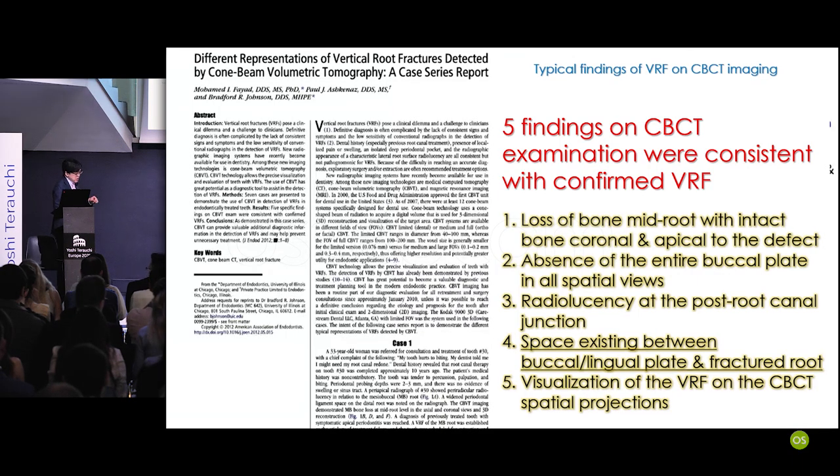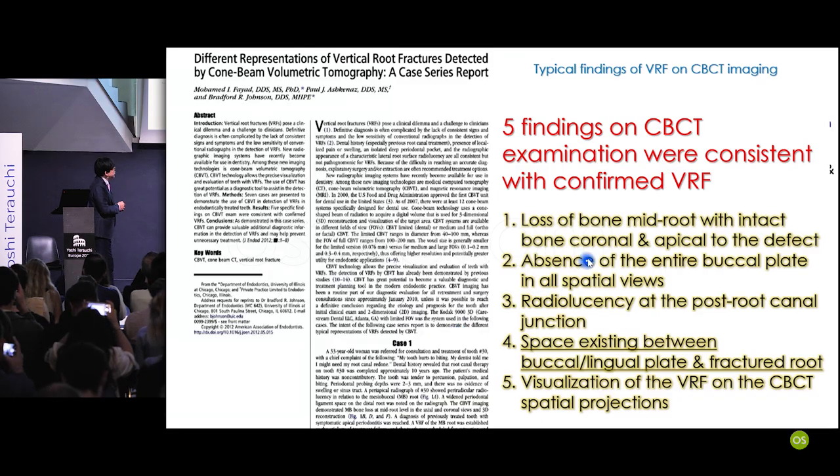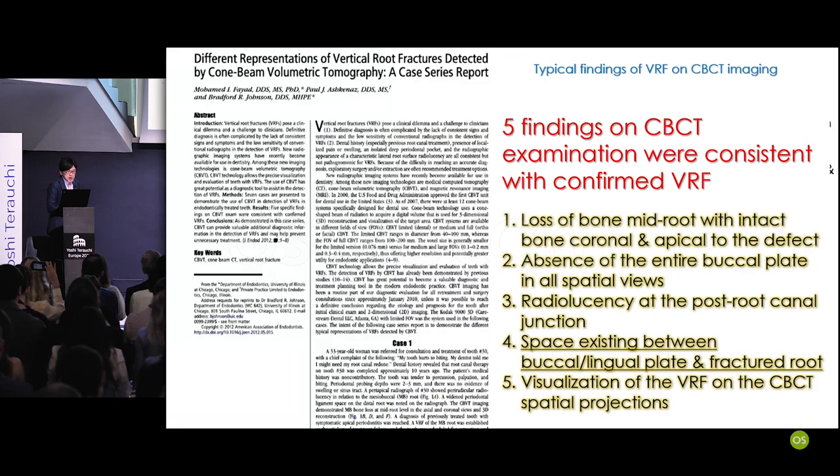And if you try to see vertical root fracture with CBCT, there are 5 indications. Loss of bone: mid-root with intact bone, coronal, and apical to the defect. Absence of the entire buccal plate in all spatial views. Radiolucency at the post-root canal junction. Space existing between buccal lingual plate and fracture root. Visualization of the vertical root fracture on the CBCT images.